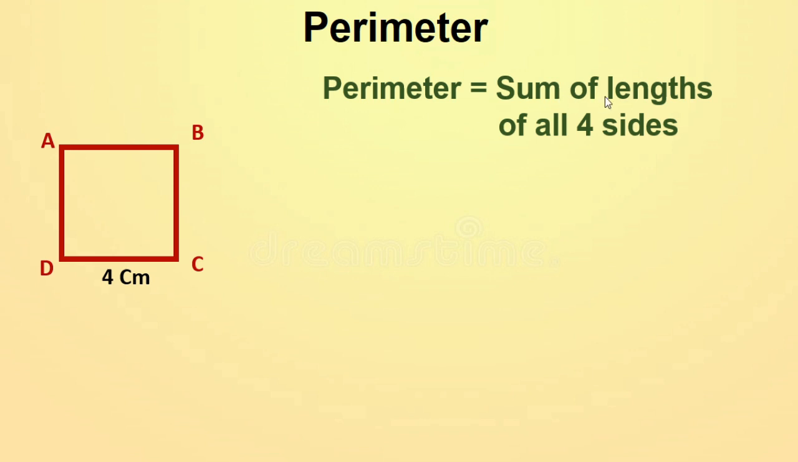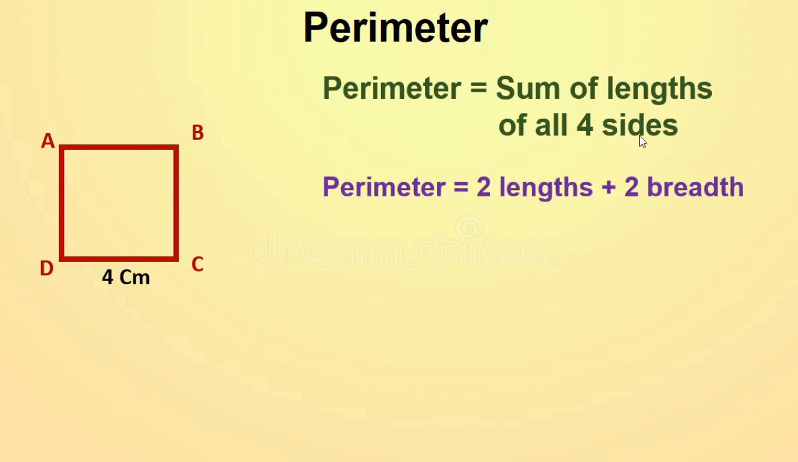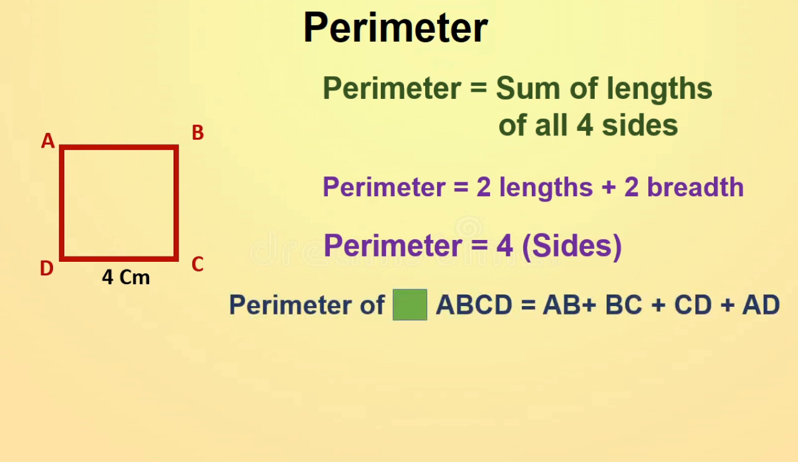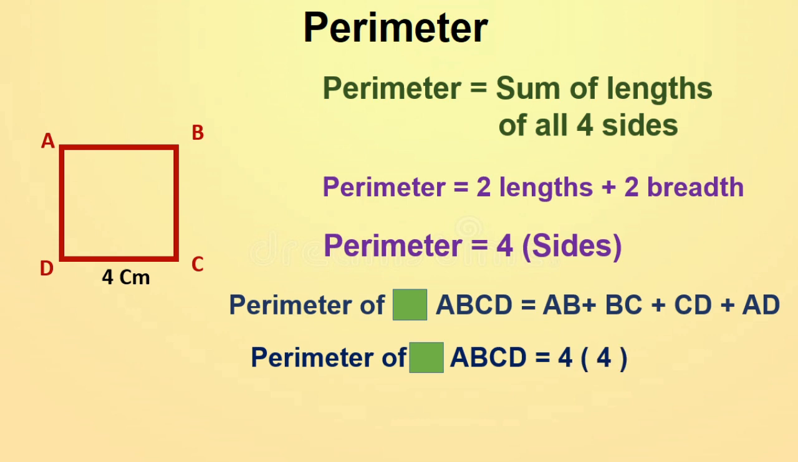So we will write perimeter is equal to the sum of the lengths of all 4 sides. Here again we can write perimeter is equal to 2 times length plus 2 times breadth, but this is a square, so we can write perimeter is equal to 4 into side. This is the shortcut method. See here, if you want to write, you can write AB plus BC plus CD plus AD. See, this is a very shortcut method.